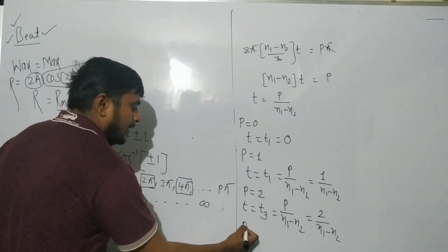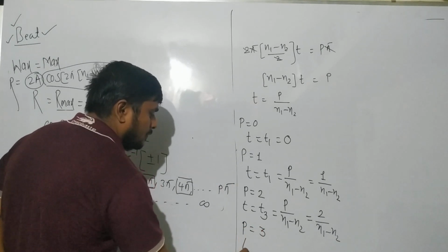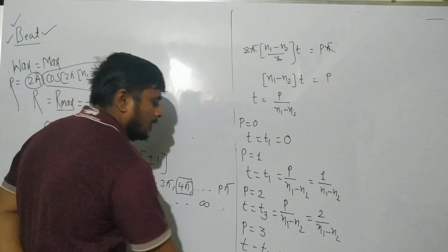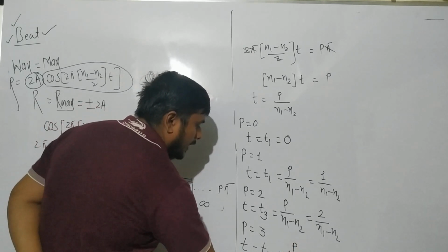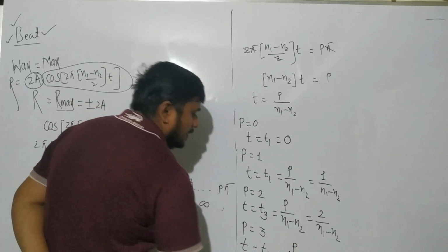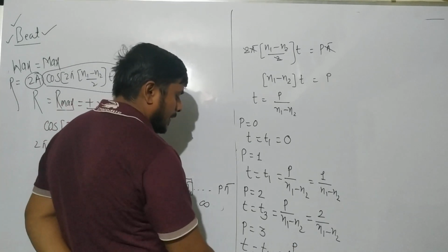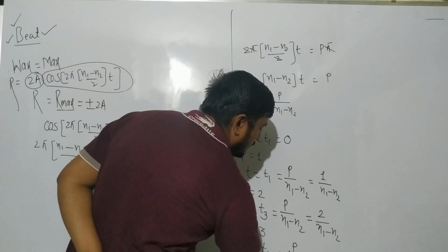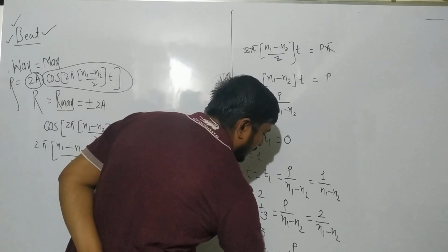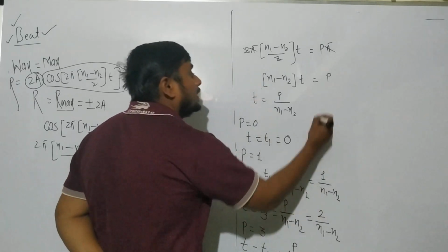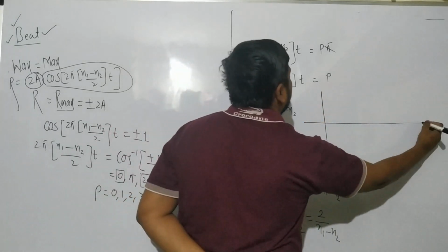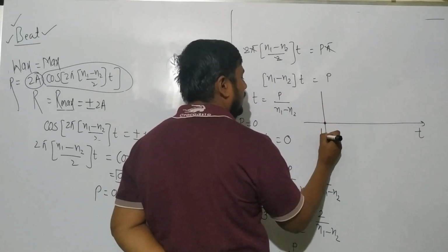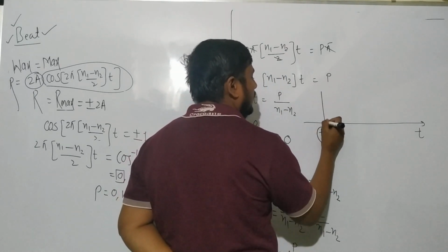So again, if I place p equal to 3, I will get the fourth wax, that is t4, the time interval for that is t4, that is equal to p divided by (n1 minus n2). Now place the value of p equal to 3 over here, so you will get the next wax, that is equal to 3 divided by (n1 minus n2). On a time axis, if I take t on the x axis, here I will get the first wax, t1 will be at this point.